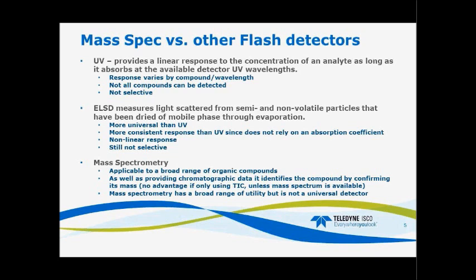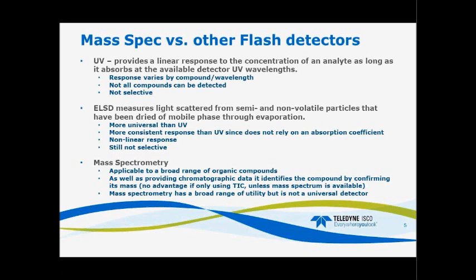Now, many people have moved to putting an evaporative light scattering detector, or ELSD, in series with the UV detector. It's more universal than UV because it measures light that's scattered from any semi-volatile and non-volatile particles that have been dried out of the mobile phase through evaporation in the evaporative light scattering detector. It's still not selective because anything that is semi-volatile or non-volatile will scatter the laser light at the detector in the ELSD and give a response.